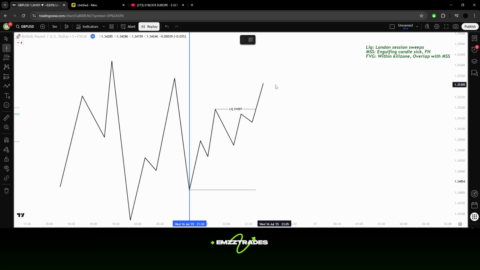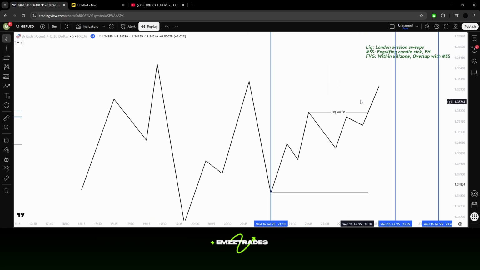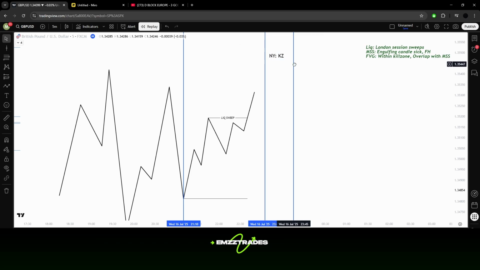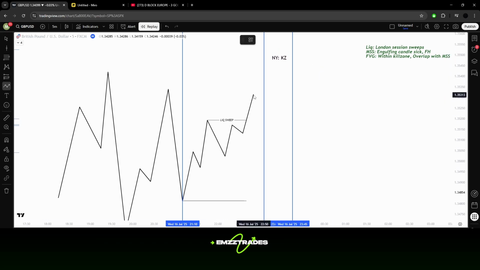So let me mark out my kill zone right here. Let's say our kill zone is 1 hour from here to here, and this would be our New York kill zone, right? So let me just mark this. This would be the New York Killzone, right? So as soon as we get the New York Killzone, all I'm going to be doing is waiting for price to do whatever it wants, and it will actually enter.